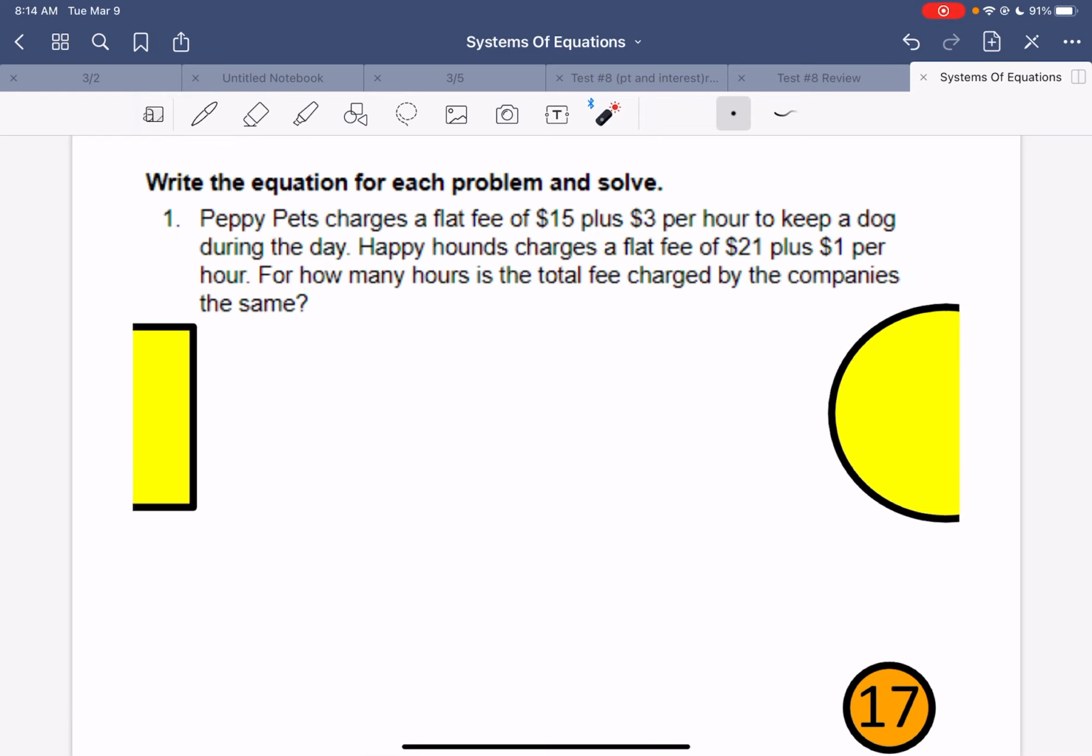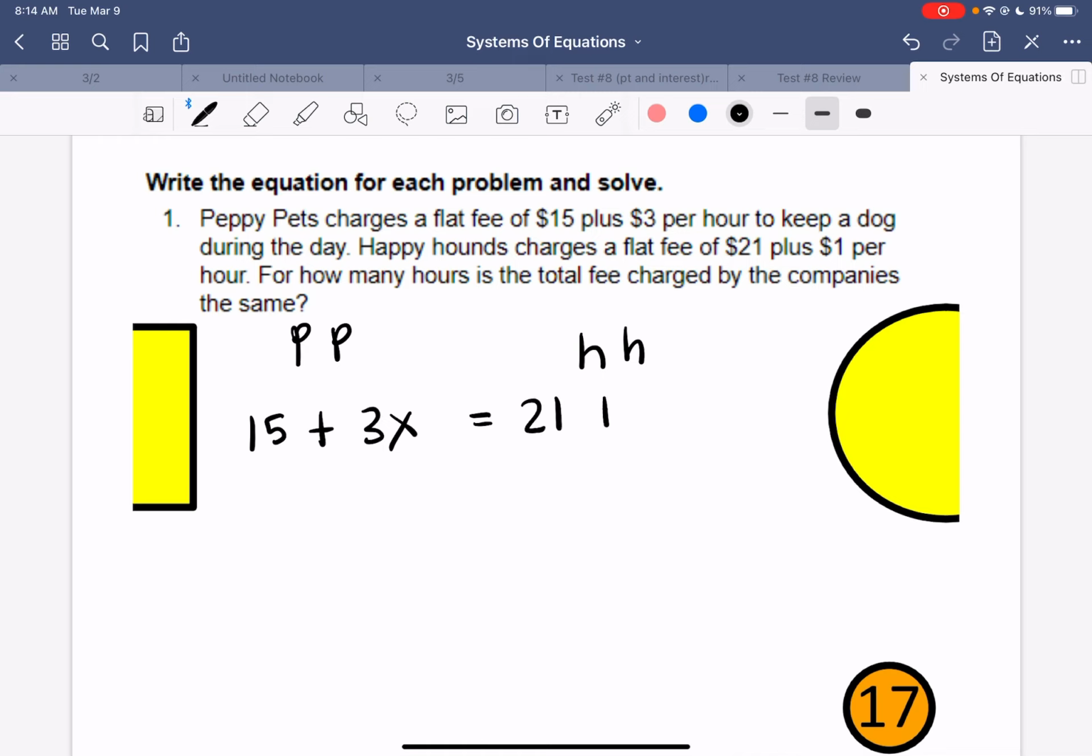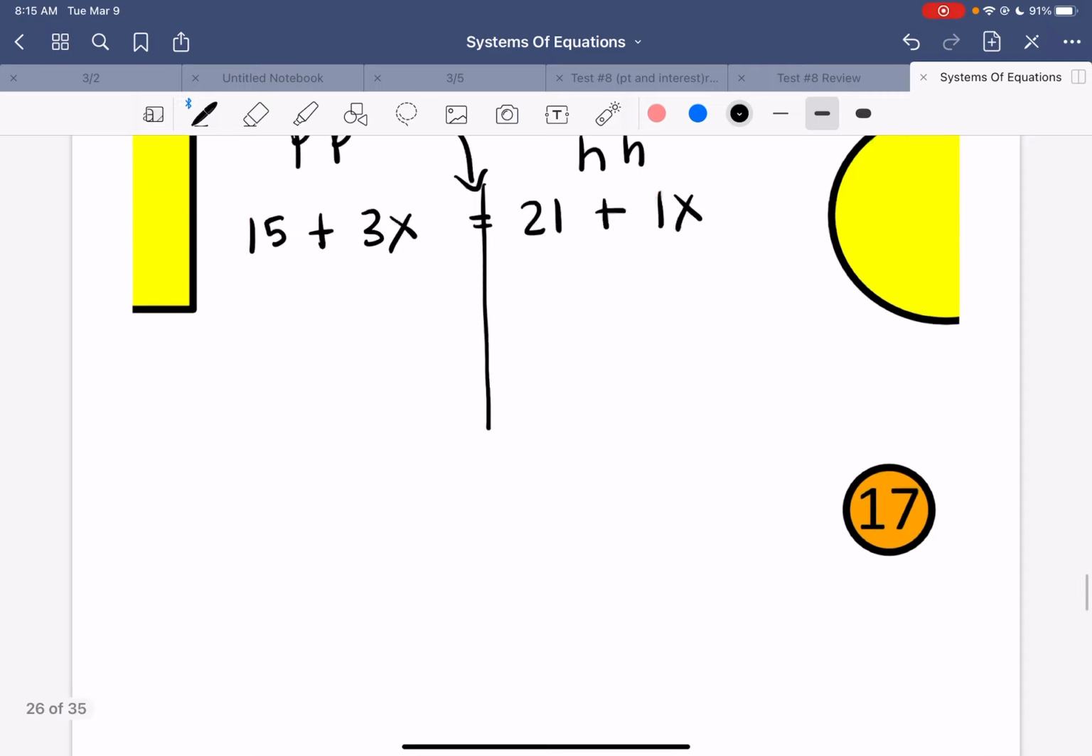So remembering that here we've got Peppy Pets, which is a flat fee of $15 plus $3 per hour. And then Happy Hounds charges a flat fee of $21 plus $1 per hour. So then from there you can solve your equation. Because we're looking for when the two companies will be the same, that is why we can set them equal to each other.